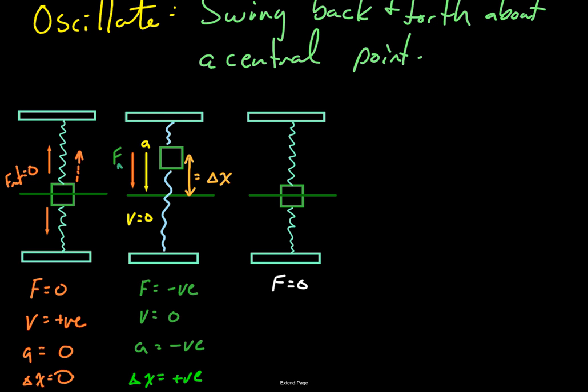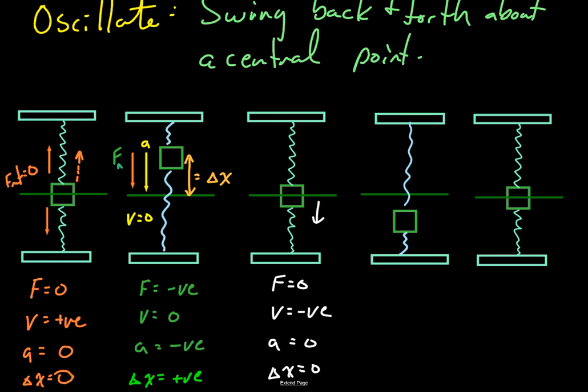So F equals 0. Your velocity now, assuming time travels this way, is in the downward direction. Okay, so V equals negative, and it's maxed out. Acceleration equals 0 because force equals 0. And your delta x is 0 at this point.